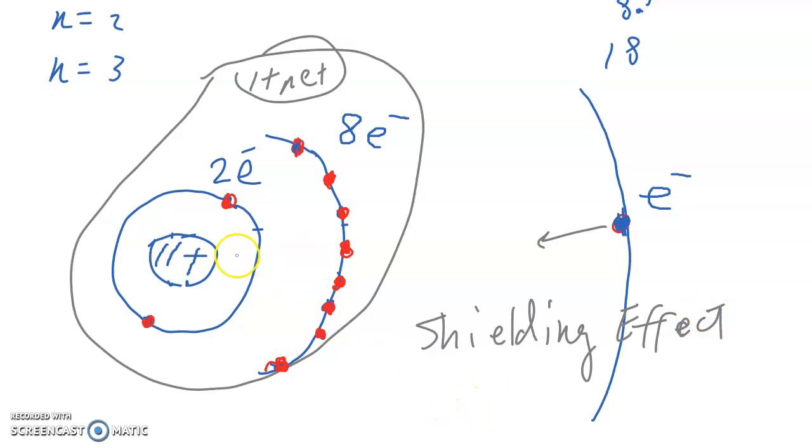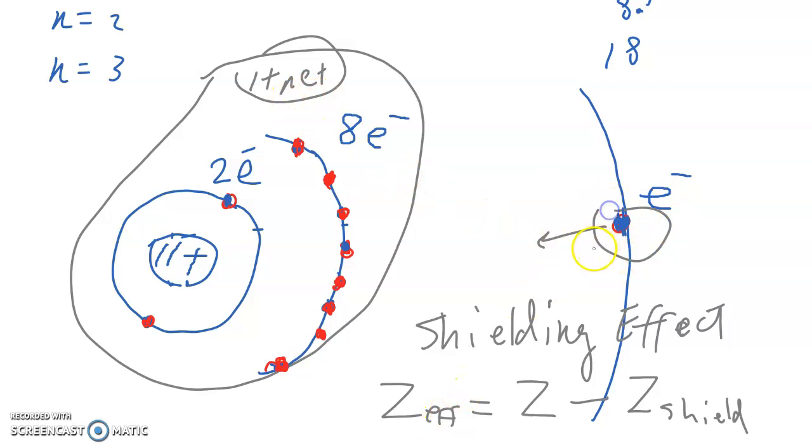Shielding effect means the charge that's pulling it in, instead of 11 now, will be the Z effective. That will be equal to Z, that is 11, minus the number that is shielding. So it will be 11 minus, in this case, close to 10. So over here, the Z effective will be positive 1. That means this electron will feel only one positive charge pulling it toward the nucleus.